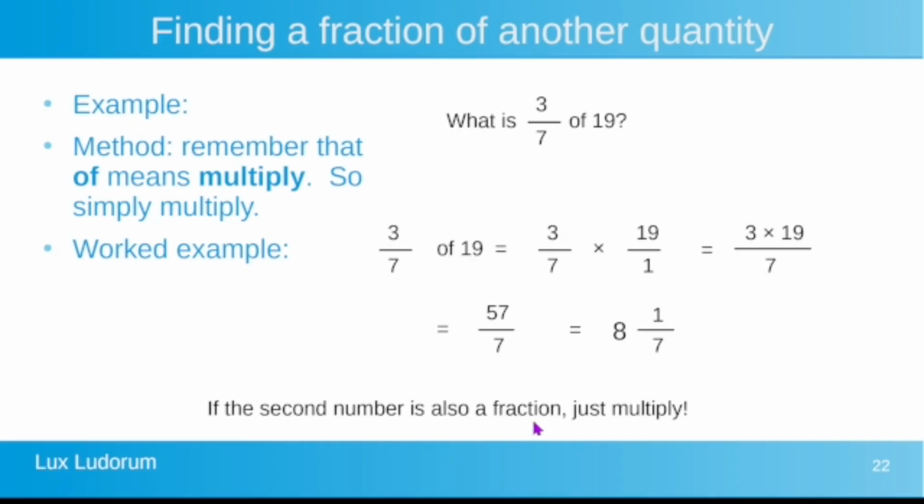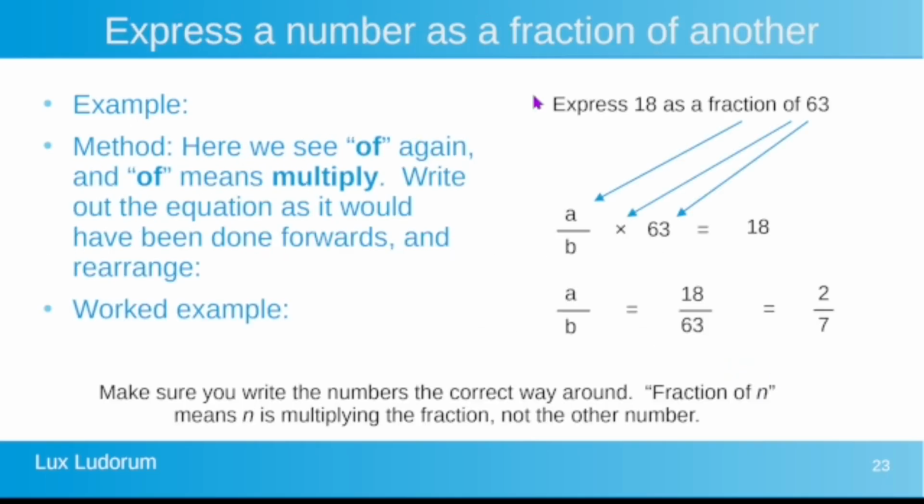If the second number is also a fraction, for example, if this had been 19/64, 19 over 64, instead of an integer number, just multiply them as fractions. Remember, of means multiply. Express a number as a fraction of another. For example, express 18 as a fraction of 63.